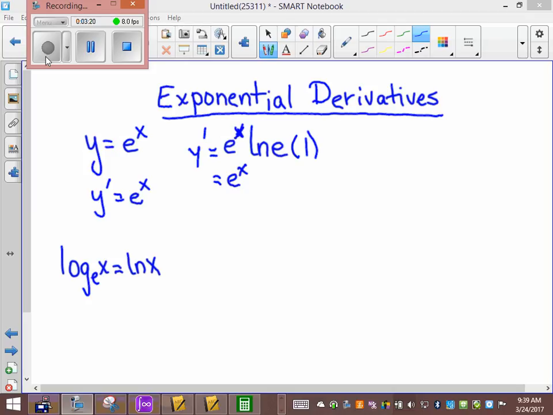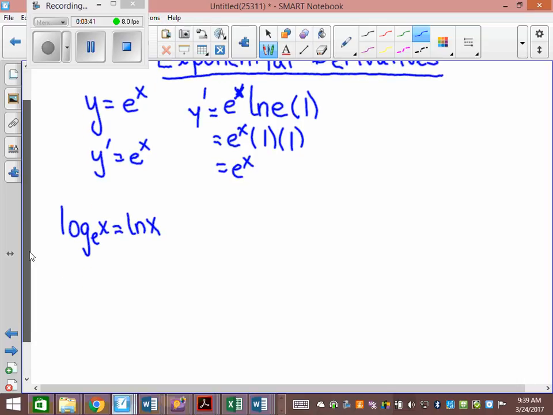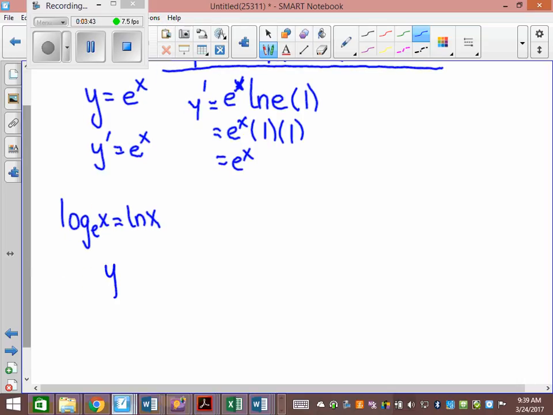So what is ln of e? 1. So ln e turns into a 1, and then I have a 1 behind it. What's e to the x times 1 times 1? E to the x. So the derivative of e to the x is e to the x because the other things cancel off.